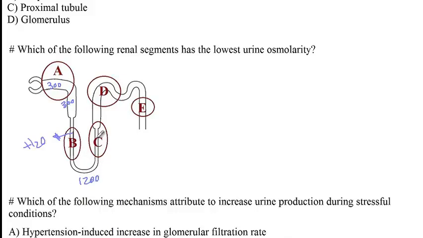And then in the ascending limb, there is only salts that is getting reabsorbed. So the filtrate osmolarity keeps on dropping as low as 100. And then from this point on, the osmolarity can keep increasing depending on how much ADH is being secreted. So the correct answer would be the lowest osmolarity is in the distal convoluted tubule.